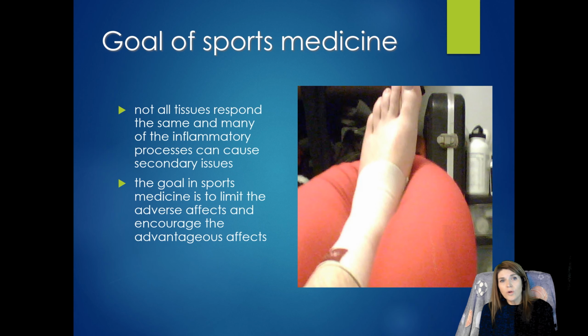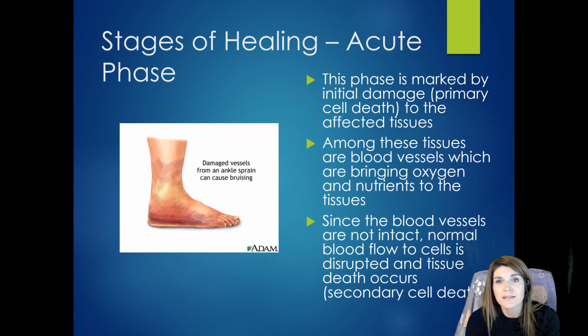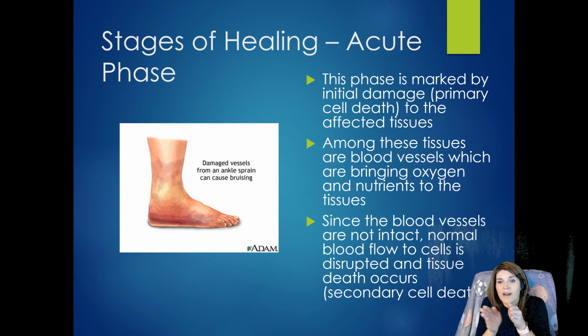Okay, so the goal of sports medicine is to limit the adverse effects of inflammation. With inflammation, we're going to get multiple things. In the acute phase, we have the primary cell death, like I talked about, and these tissues have blood vessels which bring oxygen and nutrients to the tissues. So a capillary will spread out, and we'll be able to get some white blood cells into the area, some nutrients to the area.